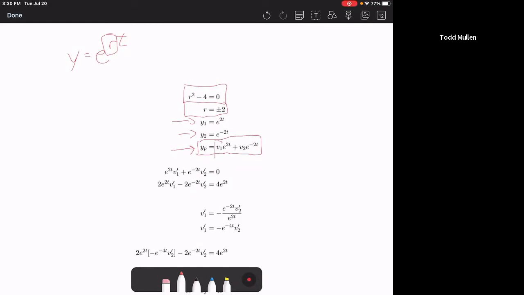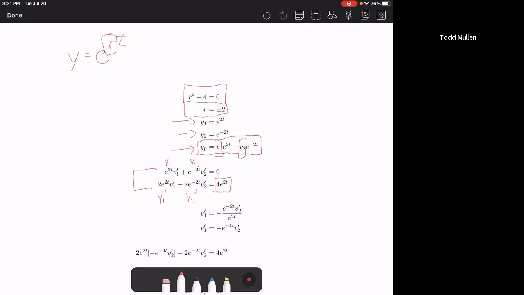But we know some things about v1 and v2. Those are our two restrictions that we imposed on it from our variation of parameters. So here they are. We've got our y1, which is just e to the 2t times v1 prime, plus our y2 times v2 prime. And that added together has to be equal to 0. But also we have the derivative of y1, and this is the derivative of y2.